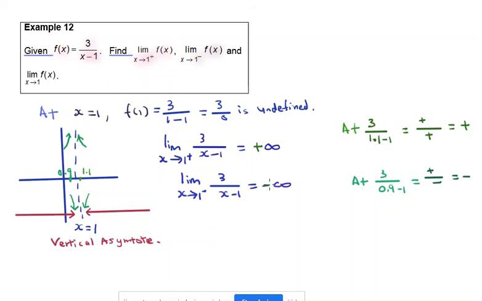So it's negative infinity. From the graph, the right hand side is positive infinity, and the left hand side approaches negative infinity. Finally, we answer the question: find the limit of f(x) when x approaches 1.